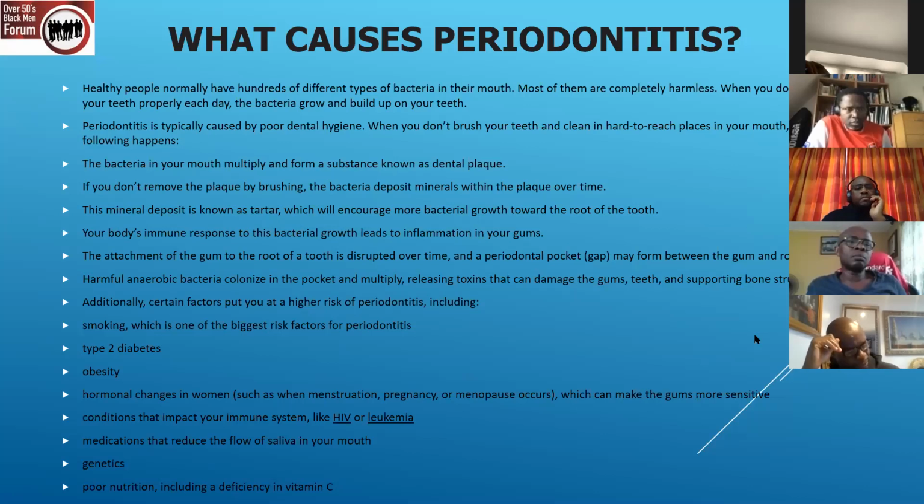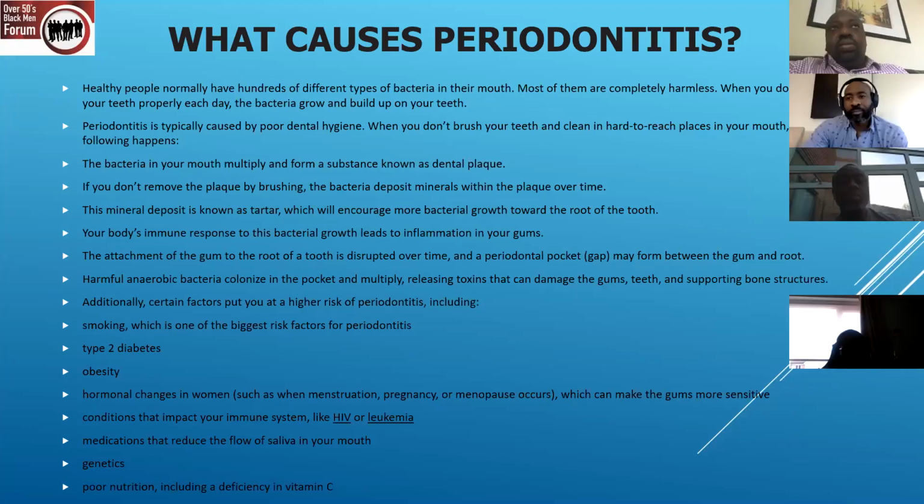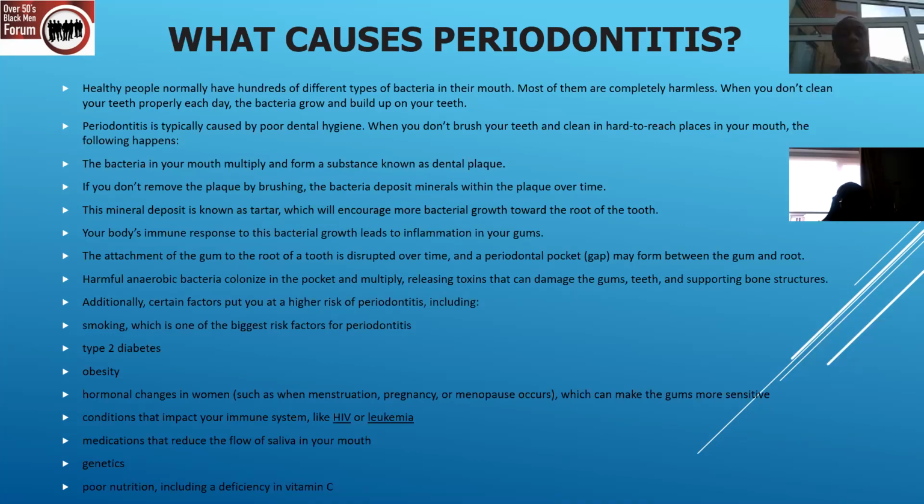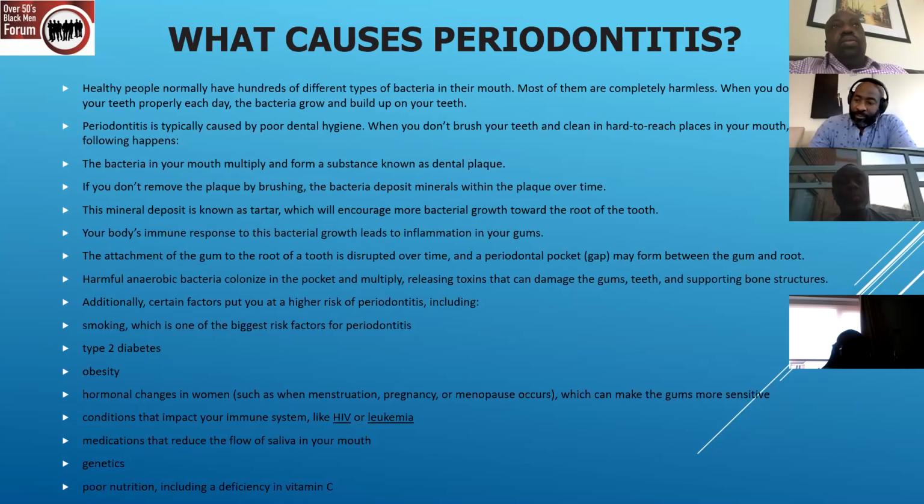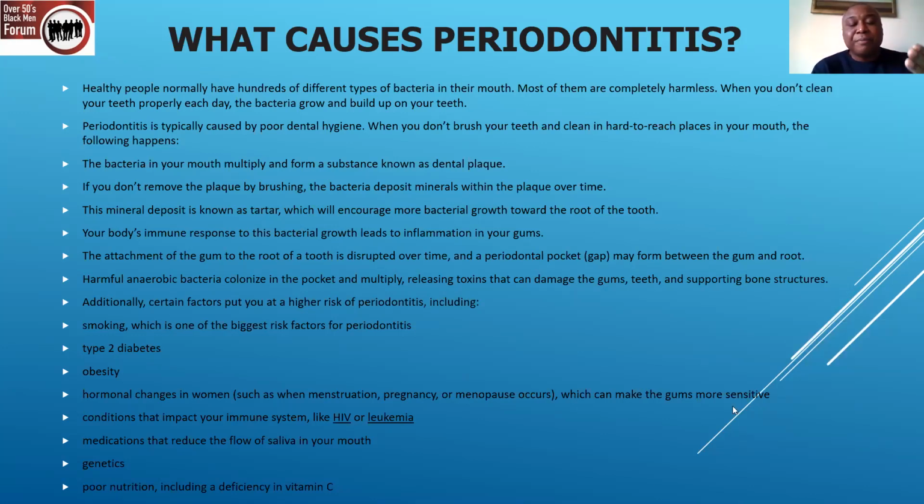Right, so this is just a preamble. Basically, we've got bacteria in our mouth. It's natural. I think they said we've got over 300 different types of bacteria in our mouth. And when the bacteria is there at the appropriate level, it keeps our mouth healthy. It's when we don't brush this stuff off our teeth that it hardens, and it now causes gum disease.